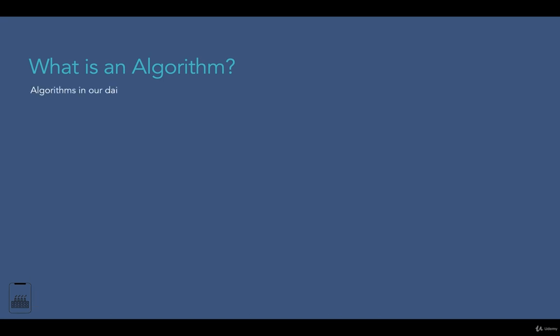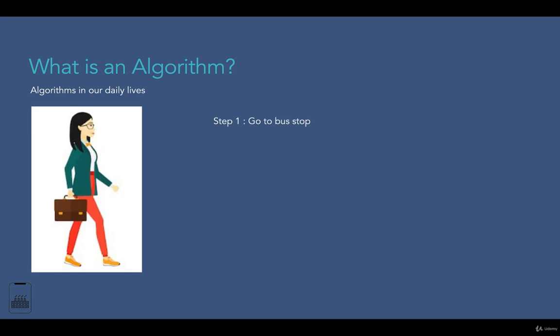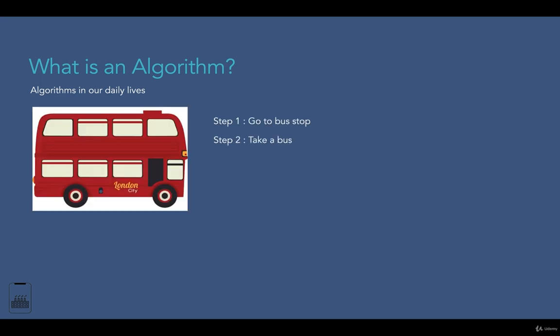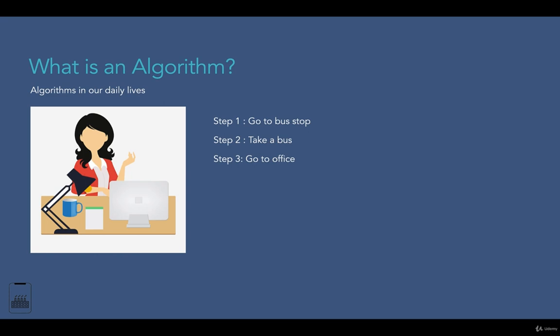Every day, during our daily lives, we use algorithms to execute our duties. You might have an algorithm for getting from home to work. First you need to go to the bus stop, then you need to take a bus, then you need to go to the office. So these 3 steps are an algorithm for going from home to work.